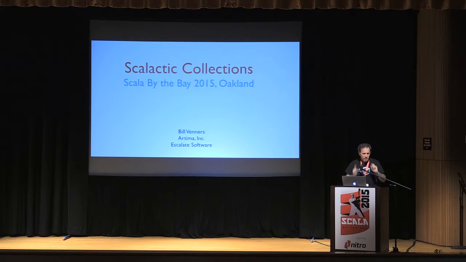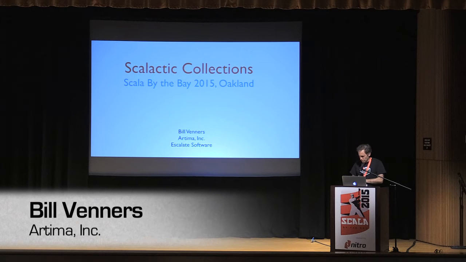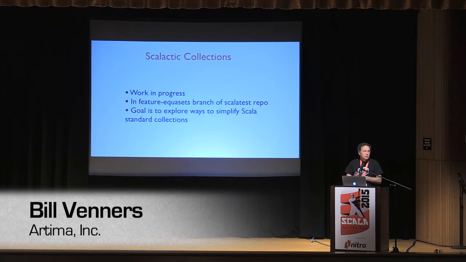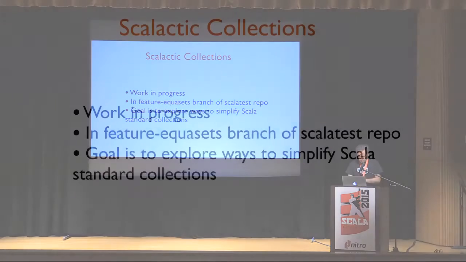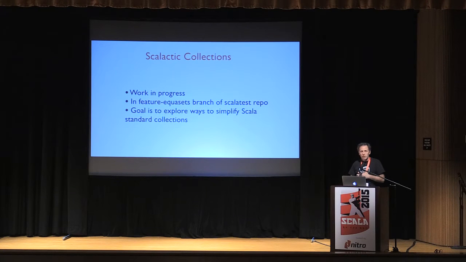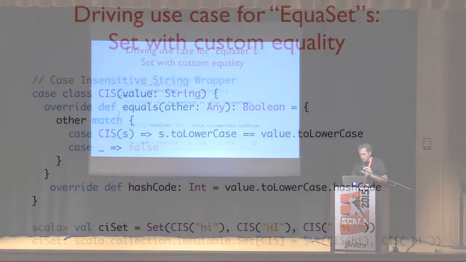Actually, I only have 20 minutes, so I'm going to zip through this. This is about an experiment that is a work in progress. There's a branch in the ScalaTest repo which has Scalactic in it called feature EquaSets. That's where all the examples are coming from. It didn't start out this way, but it ended up being a project that is attempting to explore ways we could simplify the standard collections library in Scala.